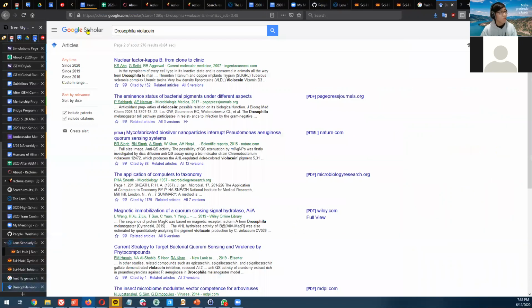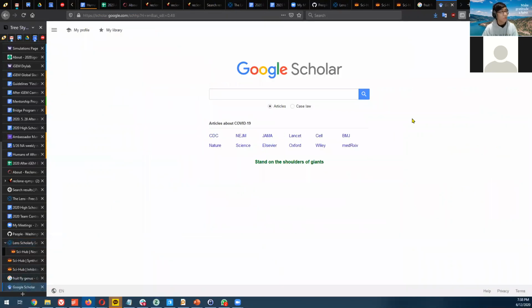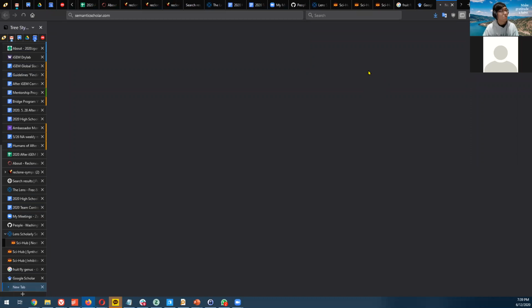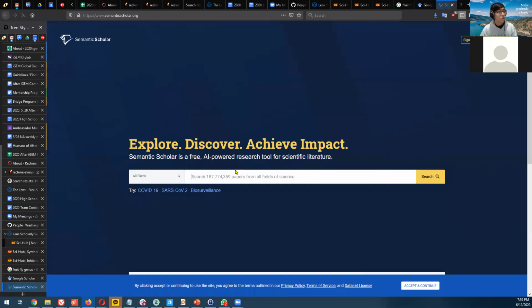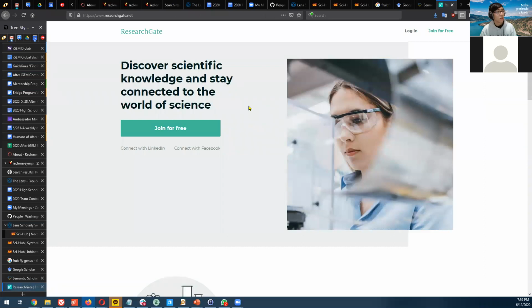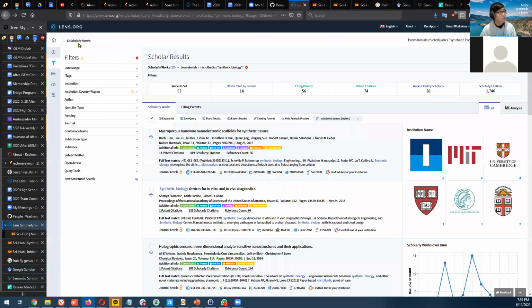You can also use Google Scholar, right? There's also semanticscholar.org. This one is AI powered, so sometimes it finds things that Google Scholar or lens.org can't find, and it's very interesting. And there's a whole bunch of other stuff, like ResearchGate, which is like a social media of papers for scientists, is the best way I can think about it. You can search in any of these. I'm just going to use lens.org, okay?